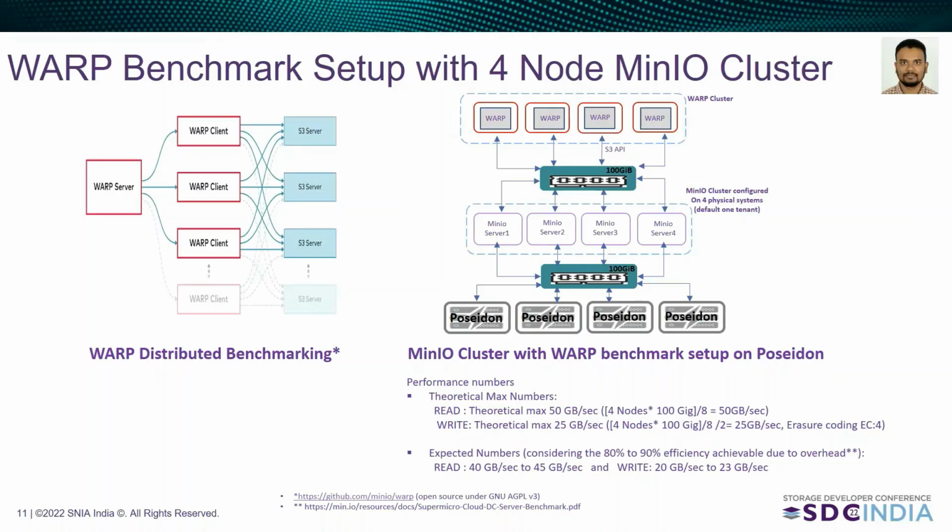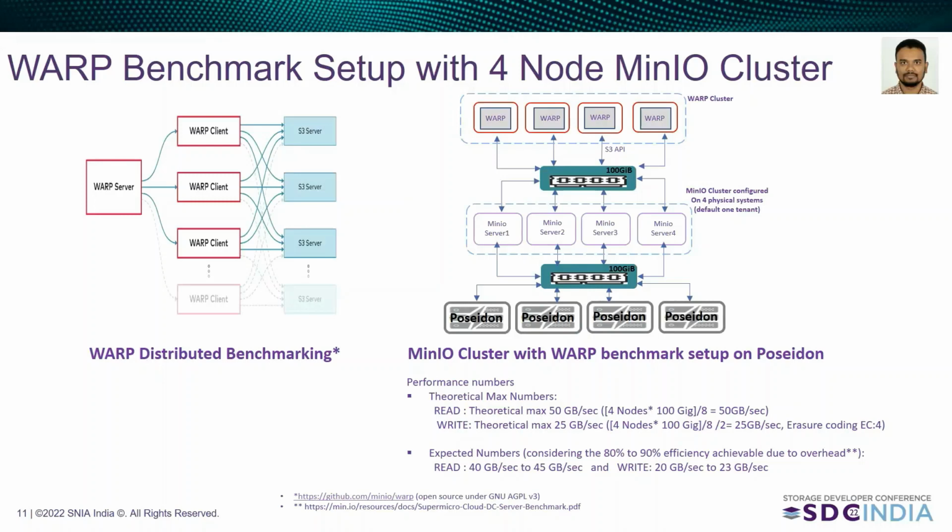Since we have 4 MinIO nodes connected one to one with 4 Poseidon NVMe-oF targets at 100 gigabits per second network interface, that makes the maximum throughput achievable 400 gigabits per second for the MinIO cluster, which is equivalent to 50 gigabyte per second. Thus for read, it is 50 gigabyte per second, and for write, since it is configured with erasure code set to EC4, it is 25 gigabyte per second.